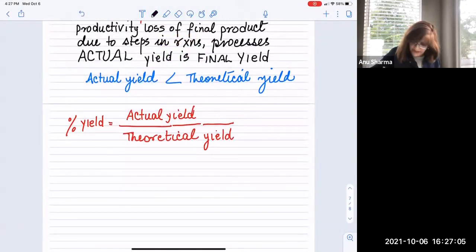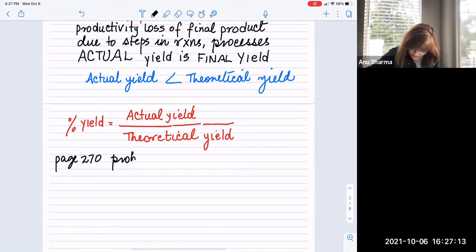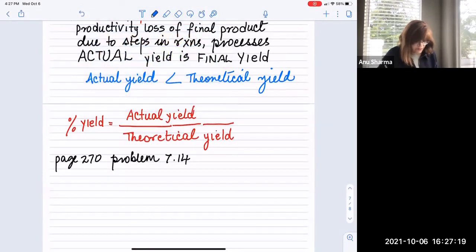That is page 270, and this is problem 7.14. Here we have: for a reaction in sample 7.14, what is the percentage yield of the lithium bicarbonate if 8 grams of carbon dioxide produce 10.8 grams of lithium carbonate?